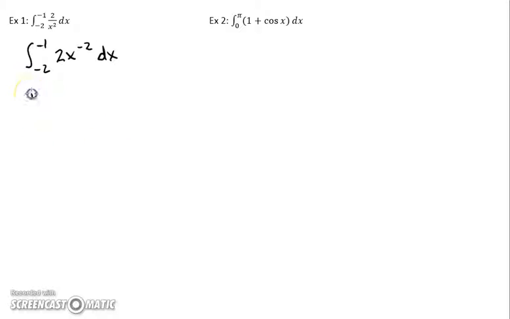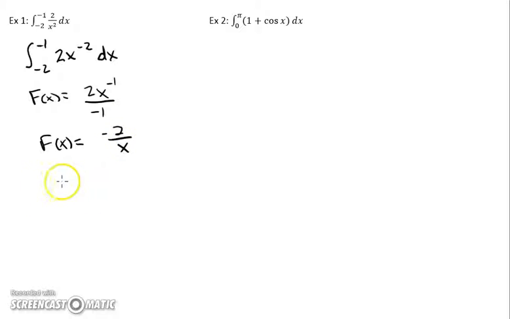So we know what our antiderivative is from the previous section. We want to increase our exponent by 1, so that's going to make this x to the -1st. And then we want to divide by that new exponent. So our antiderivative can be simplified to being -2 over x. Or if you want to keep it as -2x to the -1st, that's fine.